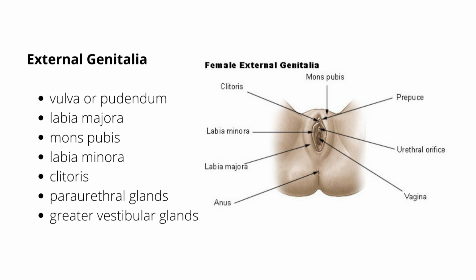The clitoris is an erectile organ similar to the male penis that responds to sexual stimulation. Posterior to the clitoris, the urethra, vagina, paraurethral glands, and greater vestibular glands open into the vestibule.